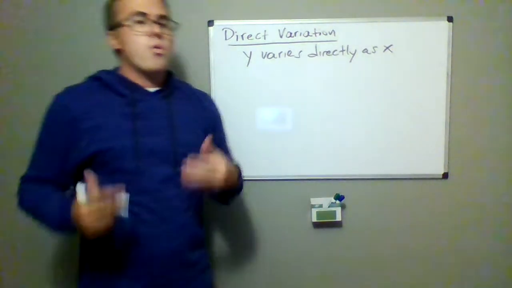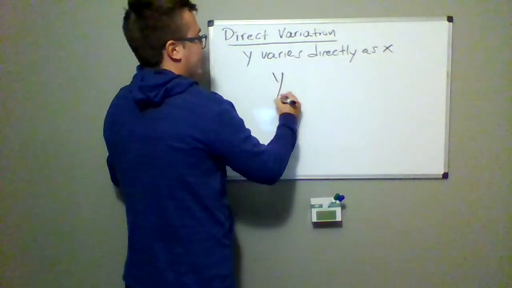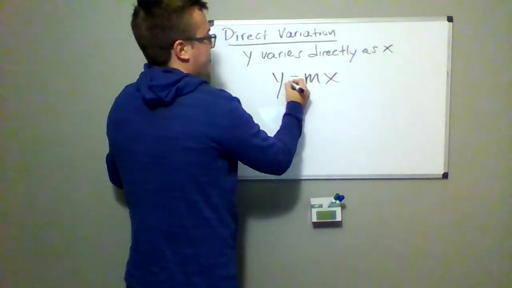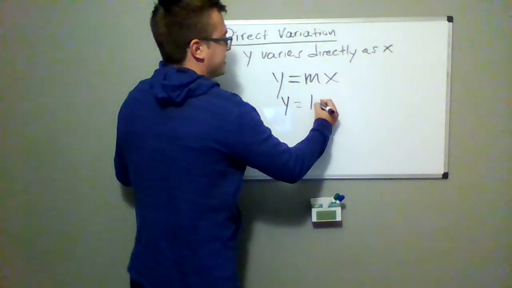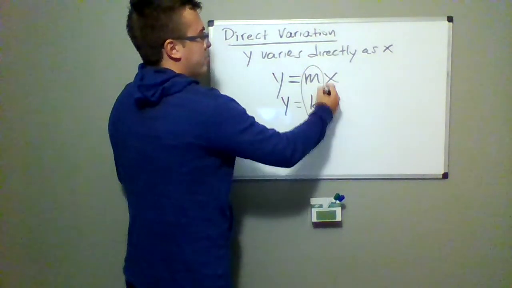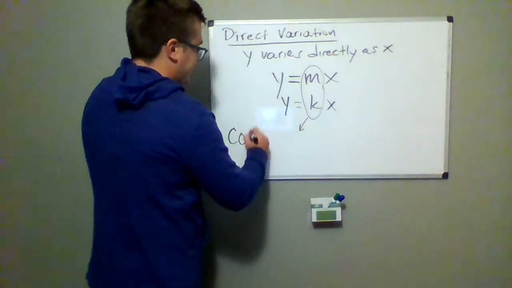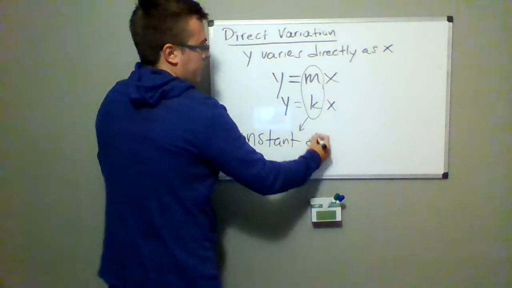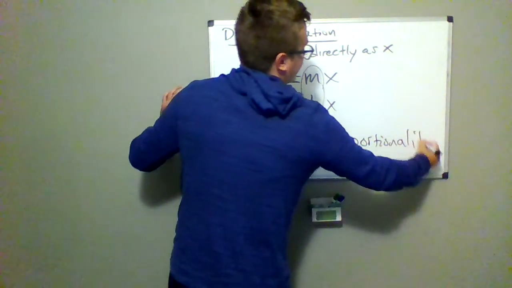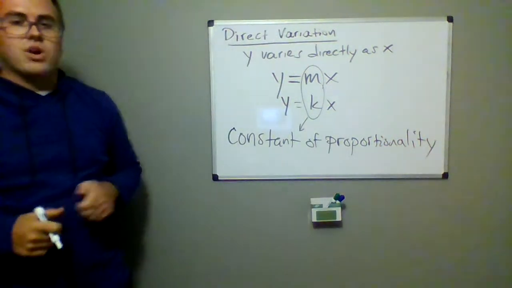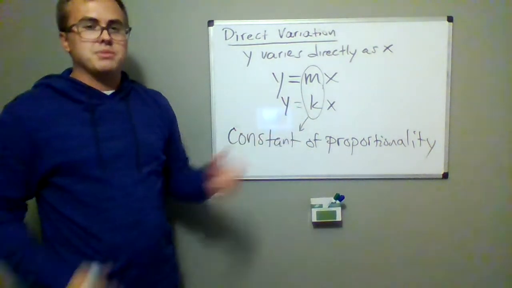So if you ever see y varies directly as x, all that means is that we're going to have a function that looks like y equals mx. And sometimes instead of m, they might write it as y equals kx. Either way, that middle term, right now, we're going to be calling it the constant of proportionality. So a nice giant word to start us off in this chapter, the constant of proportionality. Sometimes it's called m, sometimes it's called k.